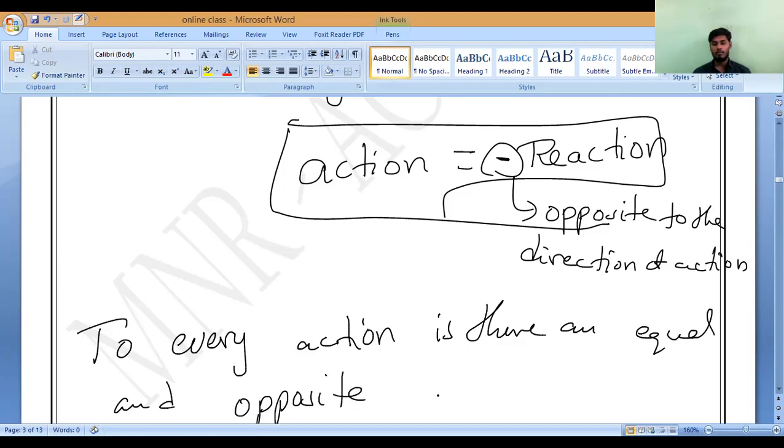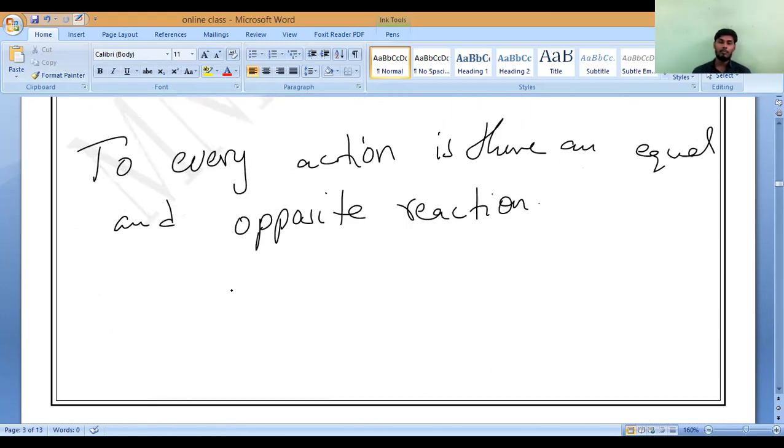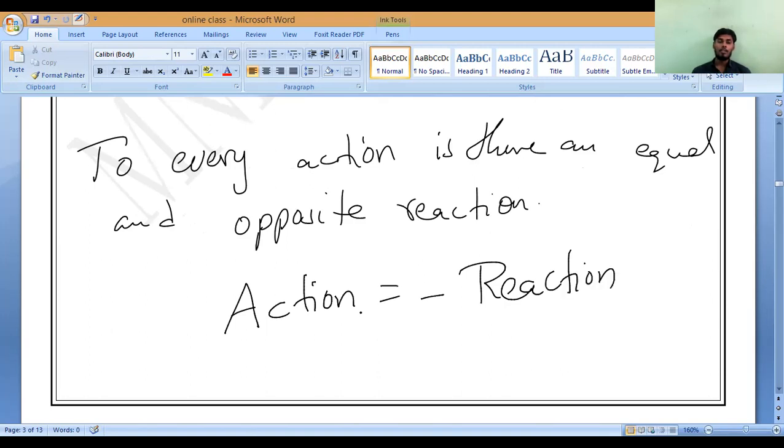Equivalent. Opposite reaction. Understand? So at the bottom you can write: action is equal to minus reaction. Action is equal to minus reaction. Understand?